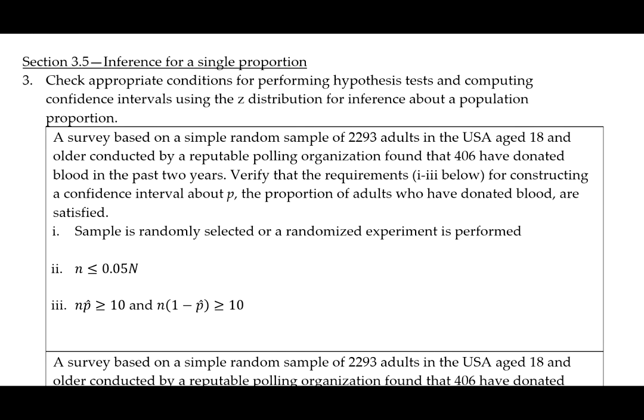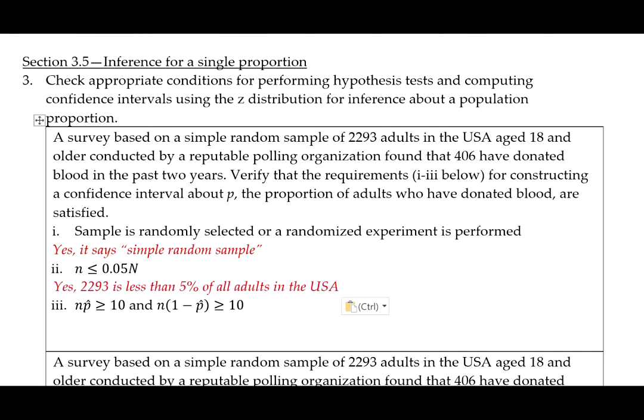So let's look at this example here. Do I have a random sample or a randomized experiment? Well, yes, it says that it's a simple random sample. So I have a random sample here. Next, let's check our sample size to verify that it's less than 5% of the population. Well, our sample size is 2,293. I don't know exactly how many adults there are in the USA, but I know that 2,293 is less than 5% of all of those, and so I do have an independent sample.